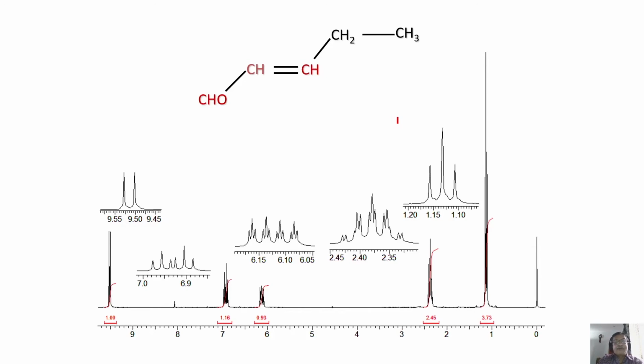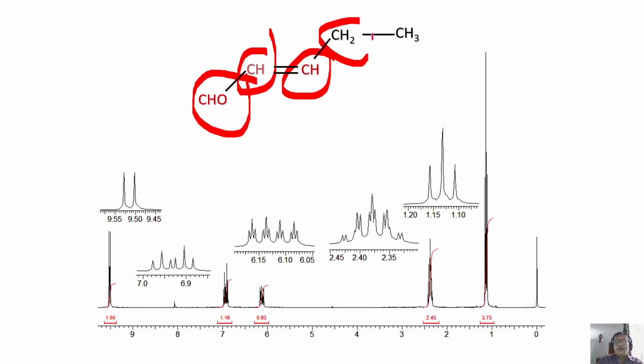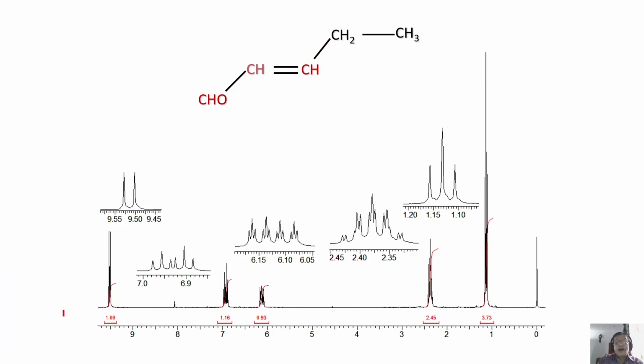Now coming back to this one. Let us see how you assign the spectrum. How many chemically inequivalent groups are there? 1 CHO, 2, 3, 4, and 5. First, before starting the analysis, we should find out how many chemically inequivalent protons are there in the molecule. Okay. Now we'll start one by one.